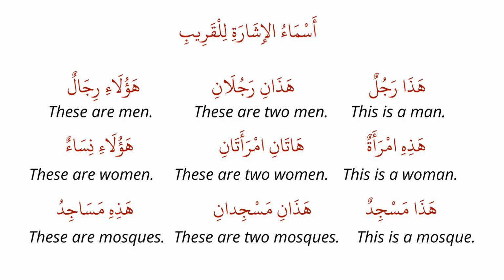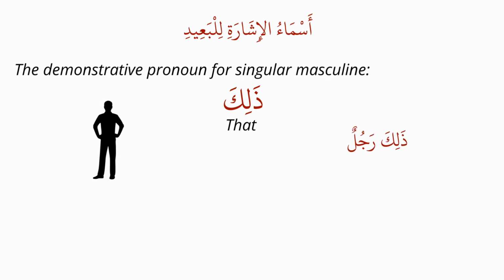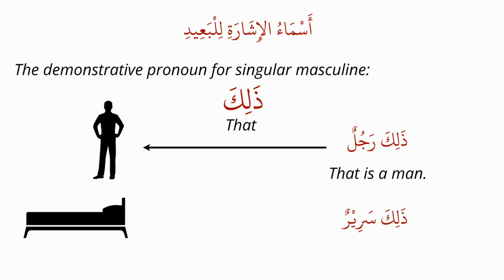Alhamdulillah. Now let's learn the demonstrative pronouns used for the objects that are far. Okay? And I'll speed up from now on because it won't need more explanation to understand. First we have the demonstrative pronoun for singular masculine for objects, which is ذلك, written the way you see it and pronounced as ذلك. For example, ذلك رجل. That is a man. ذلك سرير. That is a bed.